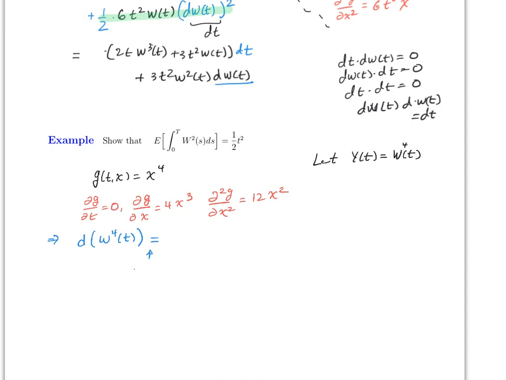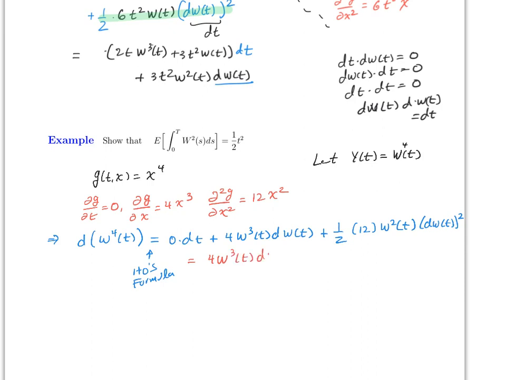If you use Ito's formula, by Ito's formula, this is equal to 0 times dt plus 4 W_t cubed dW_t plus 1/2 times 12 W_t squared (dW_t) squared, which is just equal to 4 W_t cubed dW_t plus 6 W_t squared dt. So remember, this part (dW_t) squared is just equal to dt.